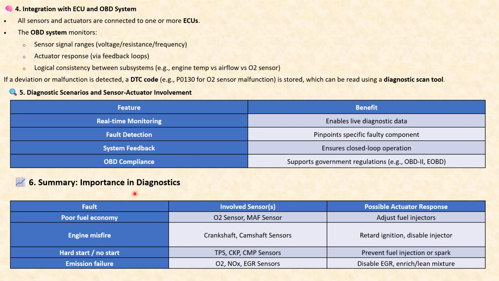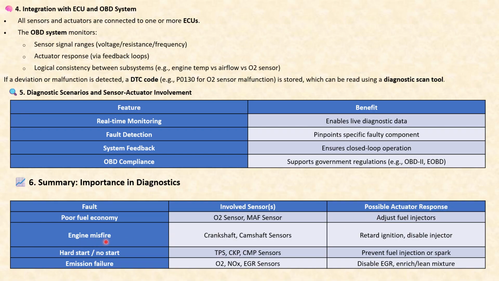Now talking about the summary, importance in diagnostics. Now, what is the importance in diagnostics? First, in this table, we are going to talk about the fault, the involved sensors, and the possible actuator response. The first is poor fuel economy. When the fault is poor fuel economy, the involved sensors may be oxygen sensors or manifold airflow sensor, and the possible actuator response is to adjust the fuel injectors.